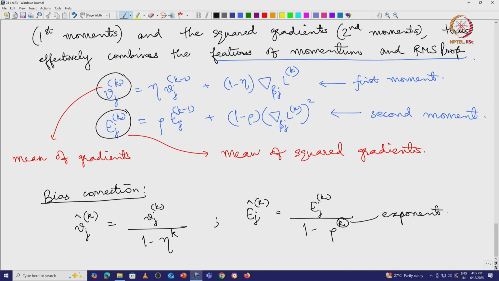So, you will directly take this, sorry, 1 minus rho would be a small number. So, you take a larger value of Ejk and Vjk, but as your k value keeps on increasing, this eta to the power k tends to 0. So, your denominator will become close to 1 and then you stop increasing the values of Vj and Ej. So, this is a really nice feature of the ADAM method.